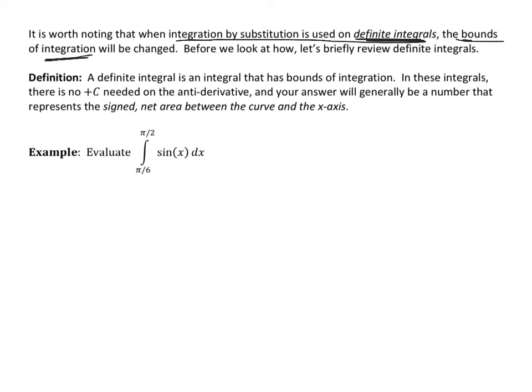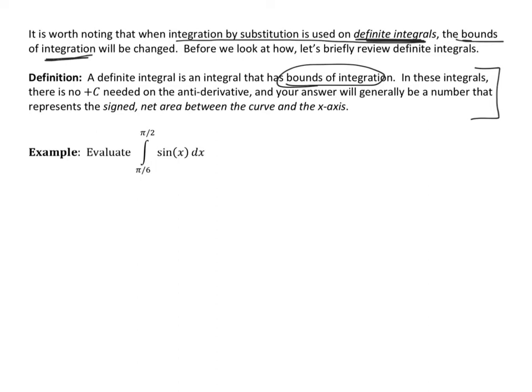Okay. Before we do that, I do want to remind you briefly about definite integrals. So first, the definition. A definite integral is basically an integral that has bounds of integration. In these integrals, you don't put a plus c on the end, like on an antiderivative, and your answer is generally going to be a number, and that number usually represents the signed net area between the curve and the x-axis. This was something that we learned last year, but again, you might have forgotten about it, so we'll review it briefly here.